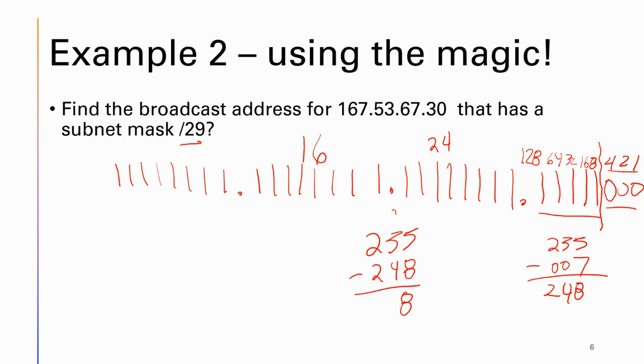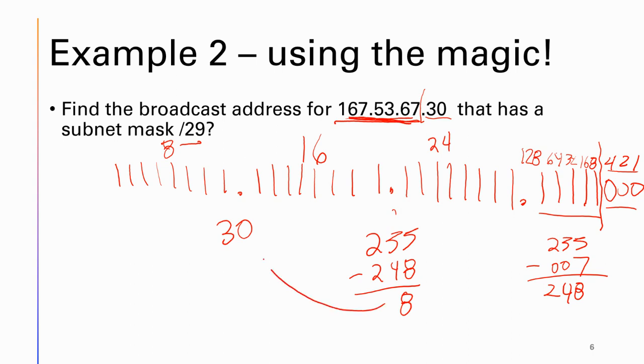So just like the last example, this is a little bit trickier because we're focused on the last octet, and the reason why is, again, it's 29. And so this was 8 here. So 8, 16, 24. That means that the first three octets won't change. Okay, so there we go. So we're playing with the 30.